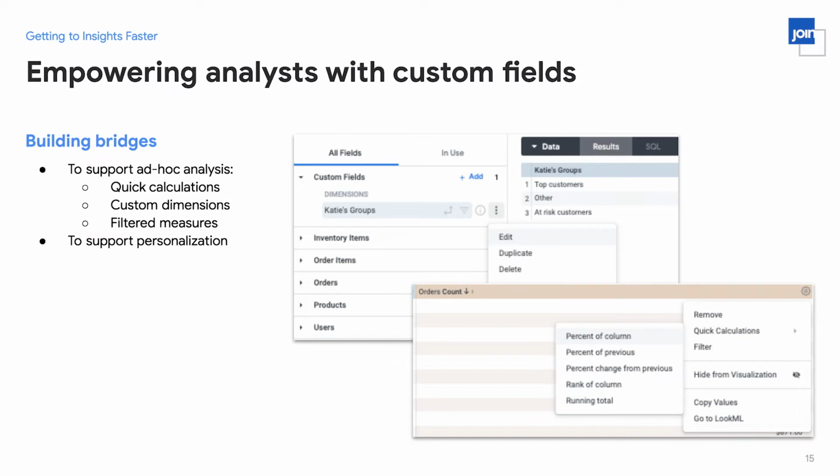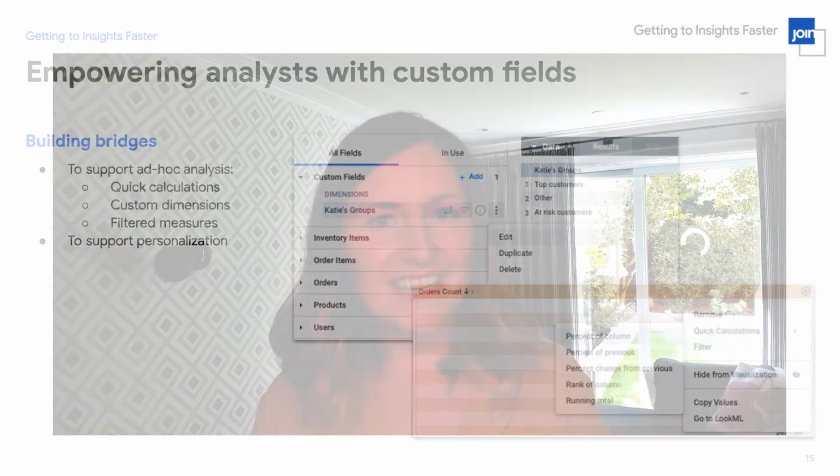All of these things make it possible to support personalization, to help your users answer questions you didn't know they were going to have. Likely, they didn't know they were going to have them either. These ad hoc questions are what help create a data-driven culture because people come back and they have their curiosity piqued. It's really the power of these two things together, curating your Looker environment and then empowering your analysts with custom fields, that makes it possible to get to insights faster.